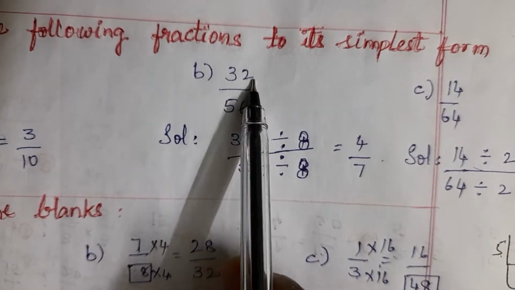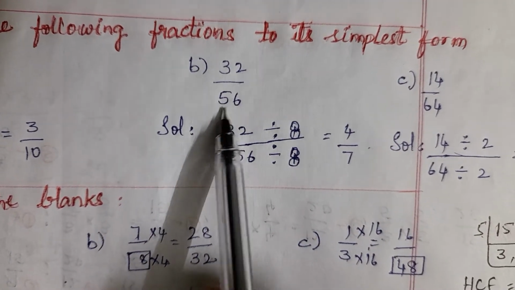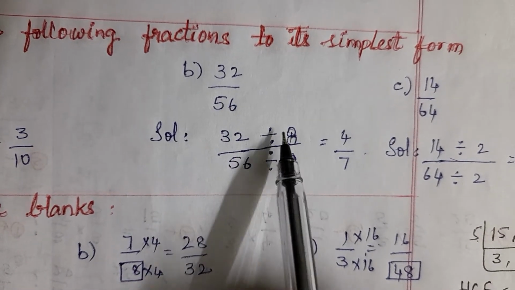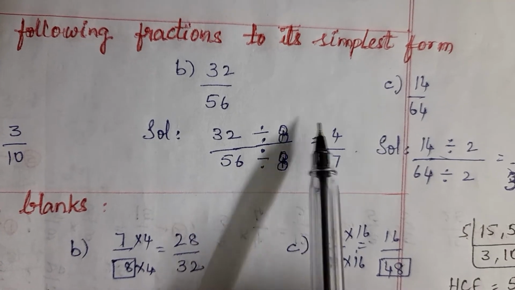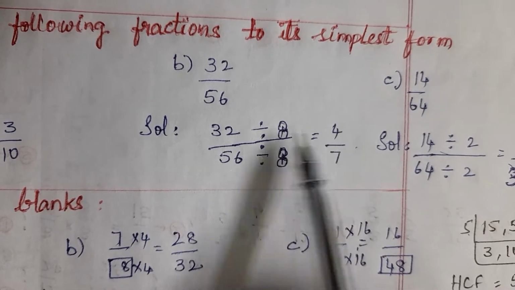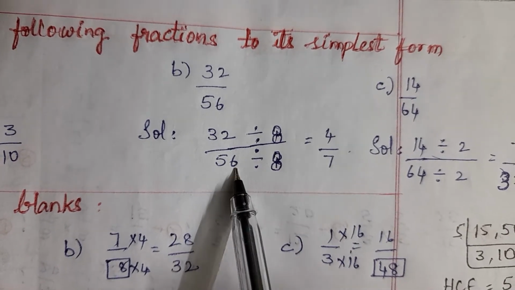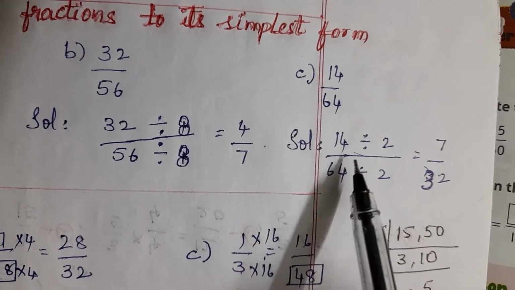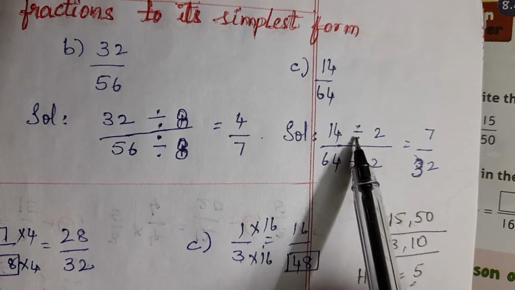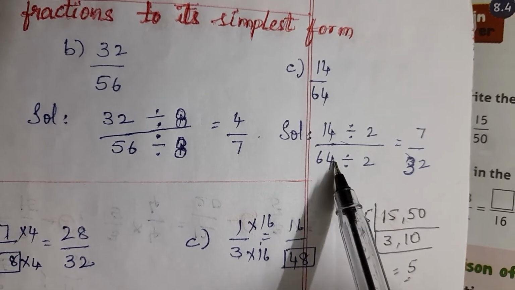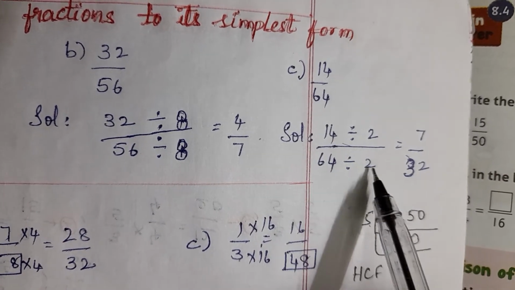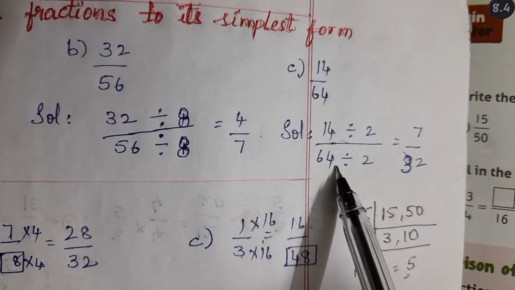Now the second one, 32 by 56. Again, if we see, 32 and 56 come in the 8 table, divisible by 8. So 8 fours are 32, 8 sevens are 56. Now 14 by 64. These two numbers come in the 2 table. 14 divided by 2, 64 divided by 2. 2 sevens are 14, 2 thirty-twos are 64.